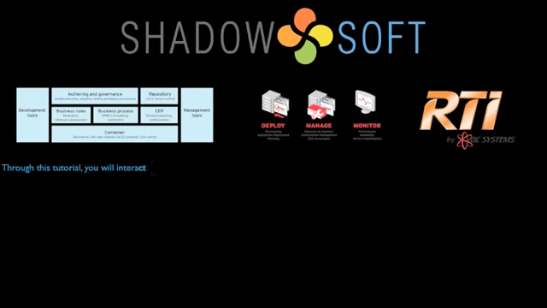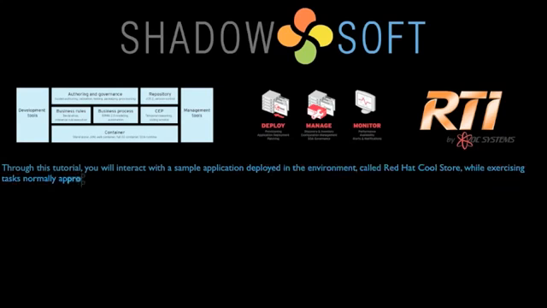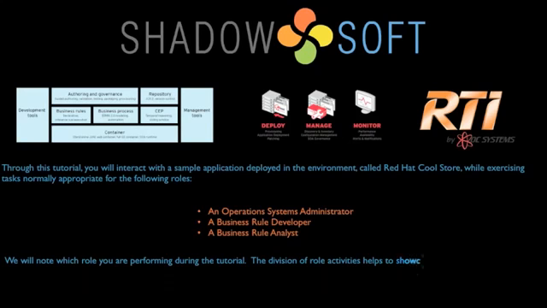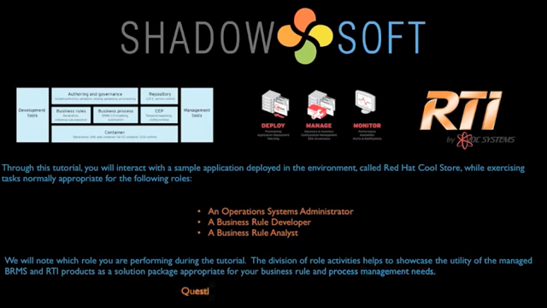Through this tutorial, you will interact with the sample application deployed in the environment, called Red Hat CoolStore, while exercising tasks normally appropriate for the following roles: Operating Systems Administrator, a Business Rule Developer, a Business Rule Analyst. We'll try to note which role you're performing during the tutorial. The division of role activities helps to showcase the utility of the Managed BRMS and RTI products as a solution package appropriate for your business rule and process management needs.